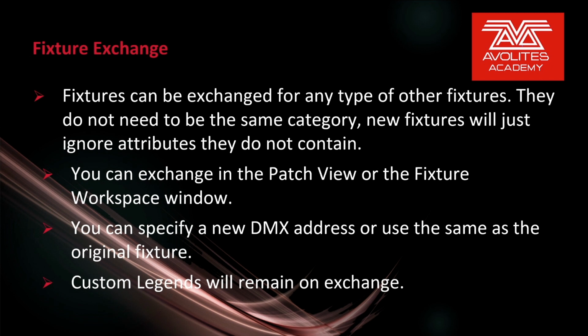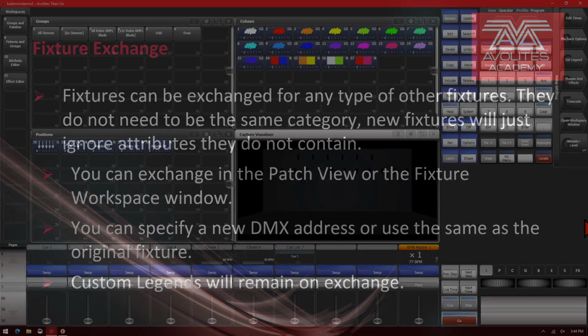Fixtures can be exchanged for any type of other fixtures. They do not need to be in the same category. New fixtures will just ignore attributes they do not contain. You can exchange in the patch view or in the fixture workspace window. You can specify a new DMX address or use the same as the original fixture. Custom legends will remain on Exchange. So let's see that in action.